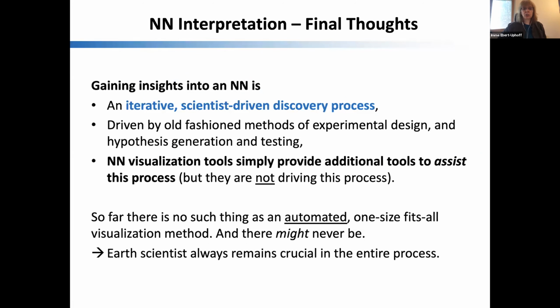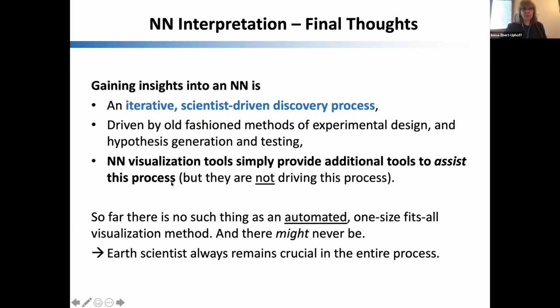Final thoughts, this should look familiar to you because it's exactly the same as my initial thoughts. Keep in mind, gaining insight into a neural network is an iterative, science-driven discovery process. It's driven by old-fashioned methods of experimental design, hypothesis generation, and testing, because you saw, again, the neural network visualization tools didn't give you the explanation. The earth scientist gave the explanation after designing experiments, and then after looking at the results, the visualization plots. So again, the neural network visualization tools simply provide additional tools to assist this process.